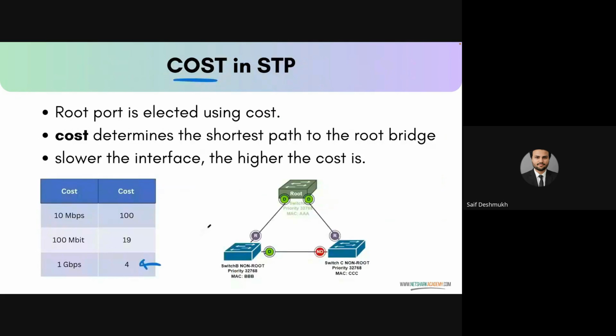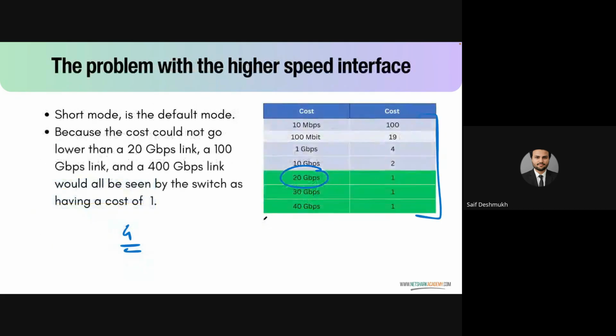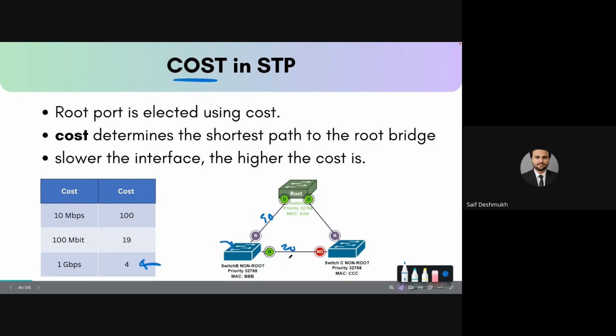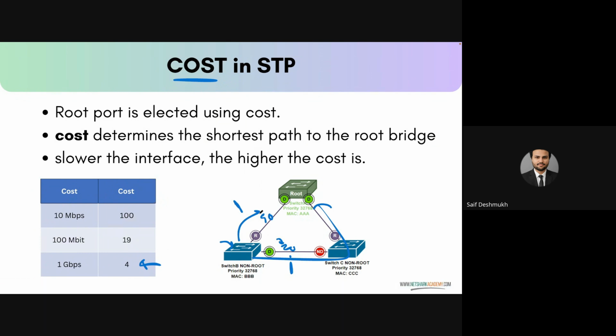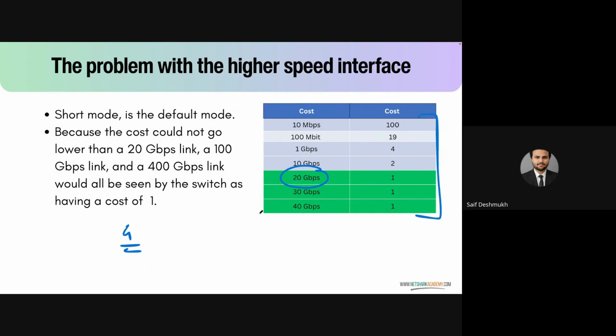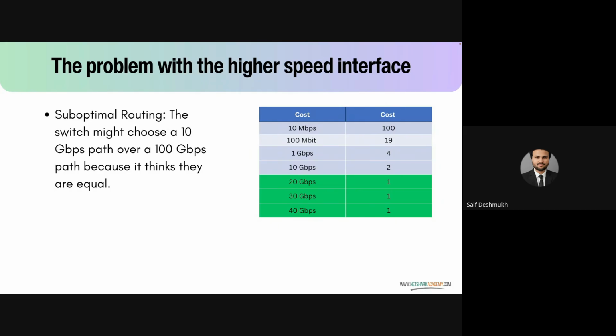So the problem here was, let's assume this was a 40 Gbps interface and this was 20 Gbps. Switch B is going to think, if I go from here to the root, the cost for this local interface is still 1. If I go from here, it's still going to be 1. It's not able to accommodate higher bandwidth interfaces. We talked about suboptimal routing, because it's not able to differentiate between higher and lower bandwidth interfaces.